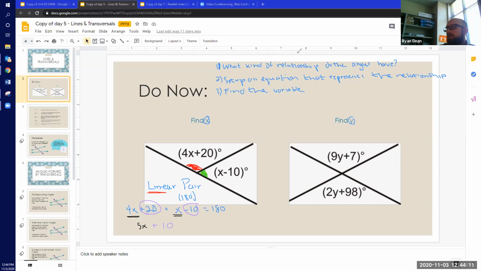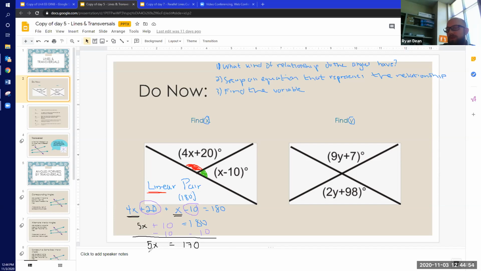On the right side, there's only the 180, so the 180 just remains by itself. 5x plus 10 equals 180. Remember, I'm trying to find x, so I'm going to get rid of everything that's not the x. I subtract 10 because that is the opposite operation, and I do it to both sides. What I'm left with is 5x equals 170.